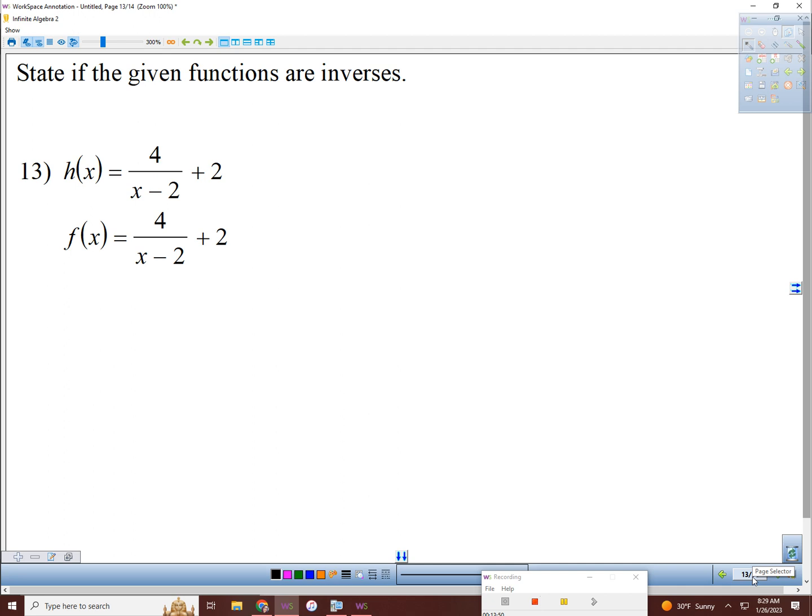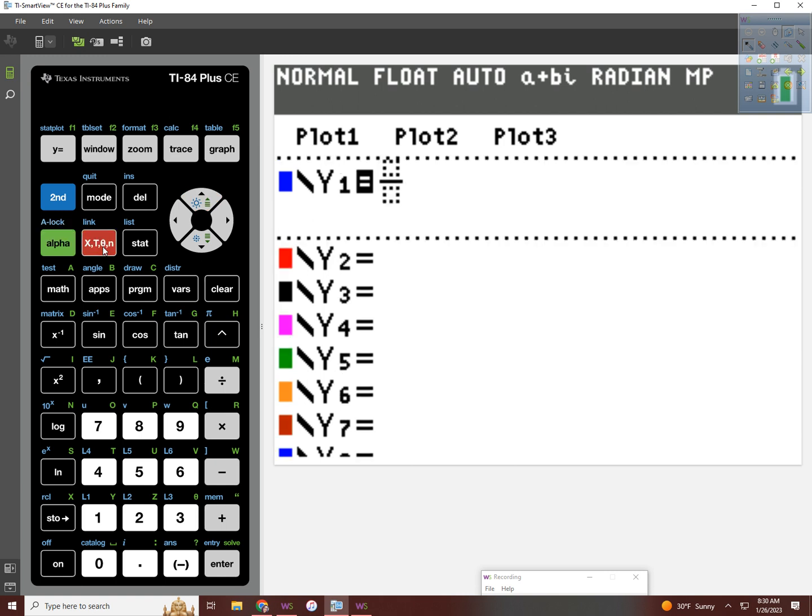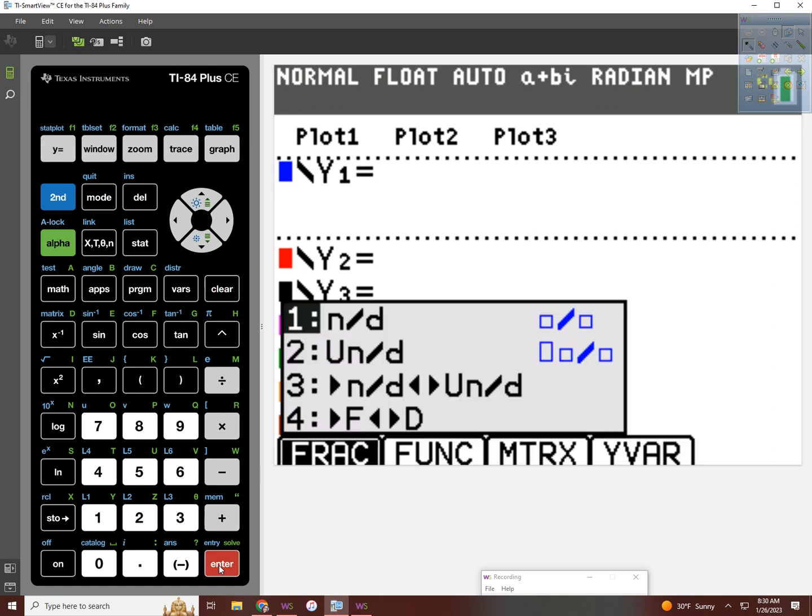All right, for these last two, they're asking us to state if they're inverses. So what we're going to do is graph them and then look at them. You don't have to do all of the work. We're going to use the calculator to our advantage. So in the y1, I'm going to put the h of x. If you have the Python calculator, you can get a fraction that way. If not, you have to go alpha y equals and enter.